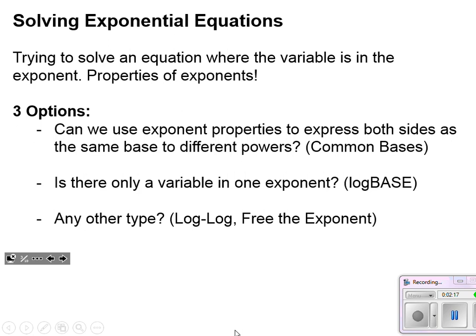Then lastly, if there is any other type of exponential equation, maybe we have different bases, but we have variables on both sides. Maybe it's a complicated problem involving compound interest or something where we're trying to solve for a variable in the exponent. Then our best bet is to use what I call log free the exponent. And what this means when I say log, we can annotate our notes a little bit here. We're going to take the natural log of both sides.